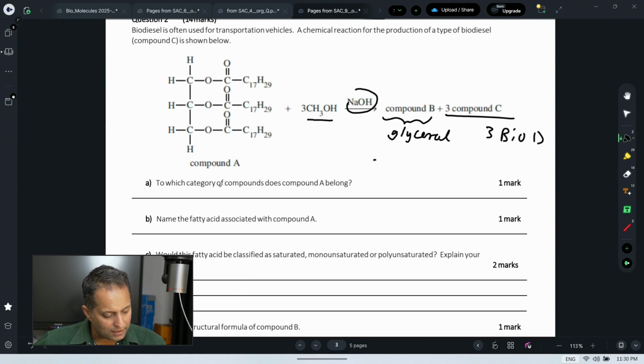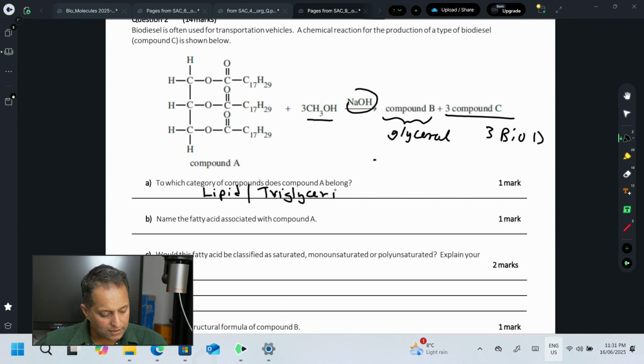To which category does compound A belong? You know that it's a triglyceride. Why is it a triglyceride? Because it's got a triester group, and it has a glycerol part as well. So three esters, triglyceride. So you can say it's a lipid. That's simple, isn't it?